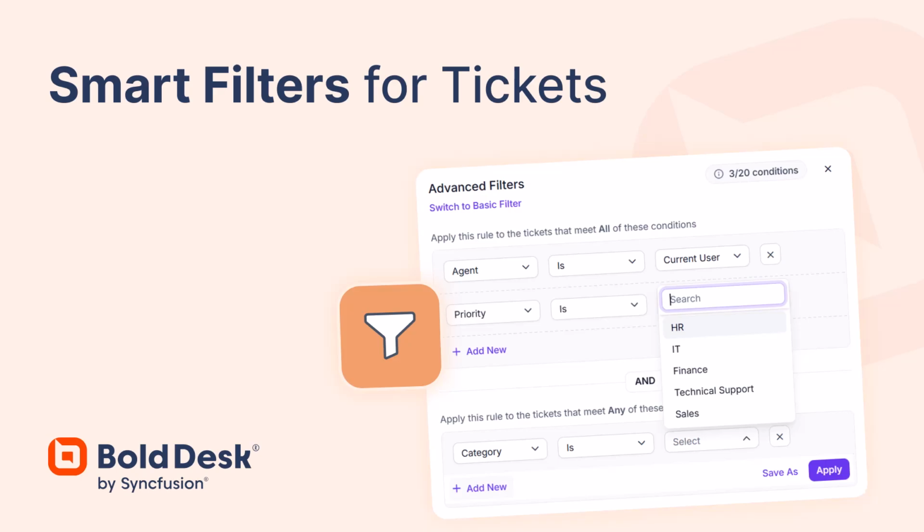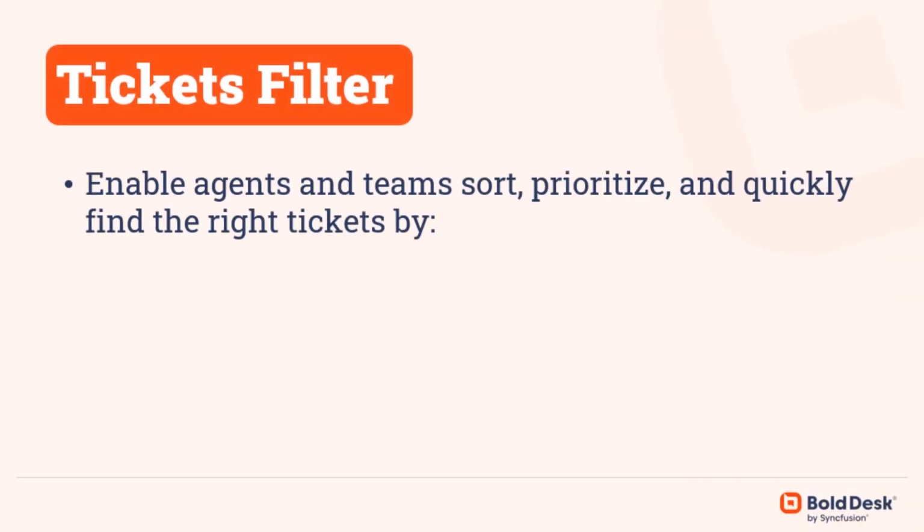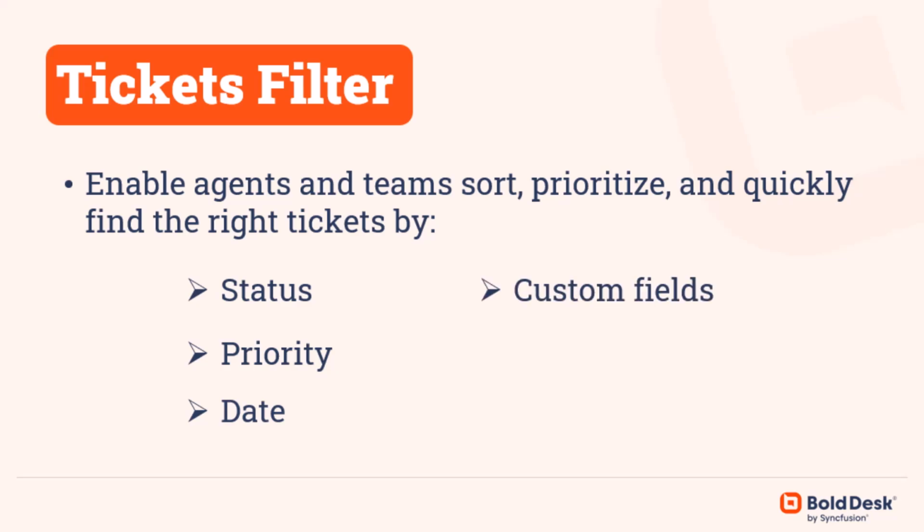In this video, I will explain the basic and advanced filters in the ticketing module to quickly find the tickets you need. Additionally, I will show you how to save and share them as ticket views to use them across your team. Filters enable agents and teams to organize, prioritize, and access relevant tickets efficiently, whether by status, priority, date, custom fields, or complex combinations.